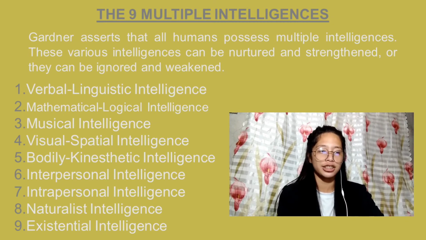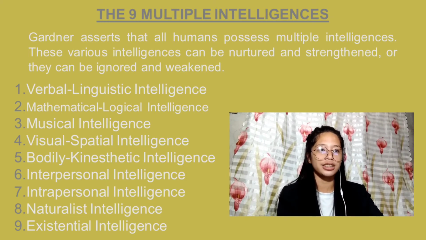Interpersonal intelligence. The capacity to detect and respond appropriately to the moods, motivations, and desires of others. Intrapersonal intelligence. The capacity of the self-aware and in tune with feelings, values, beliefs, and thinking processes. Naturalist intelligence. The ability to recognize and categorize plants, animals, and other objects in nature.